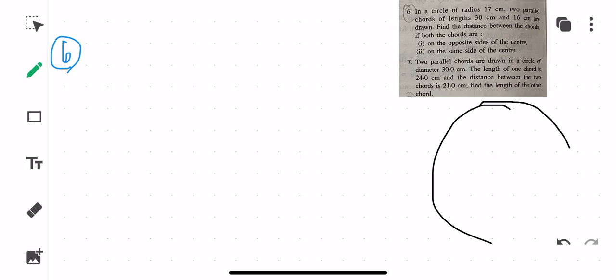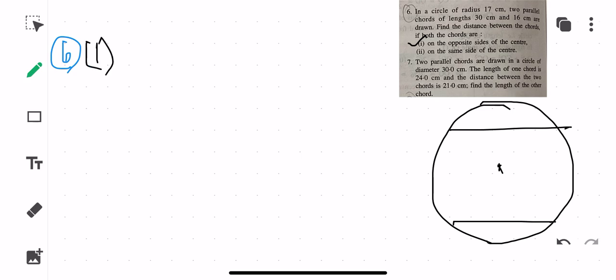So this is my circle. The radius is 17, and then see, there are two cases, children. So we will be drawing two diagrams in this. Okay, so you just look into this particular question very carefully. First of all, you will be writing two parallel chords of length 30 and 16 are drawn. So the first case is when they are on the opposite sides of the center. There will be two parallel chords, and in the first case they will be drawn on the opposite sides, and in the second case they will be drawn on the same side. Okay, so we are considering the first case here now.